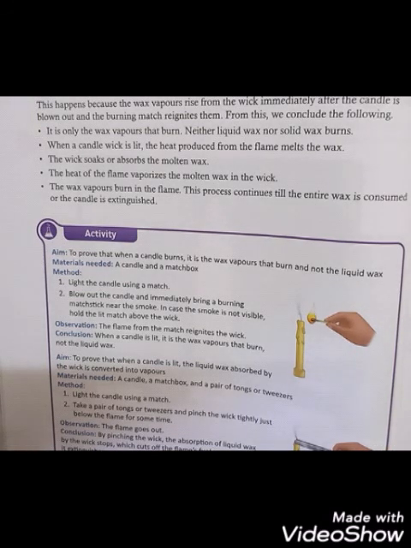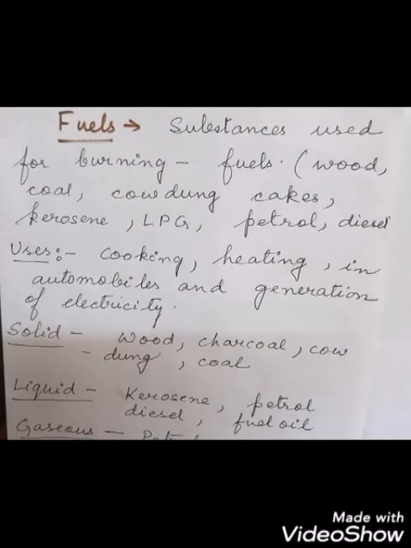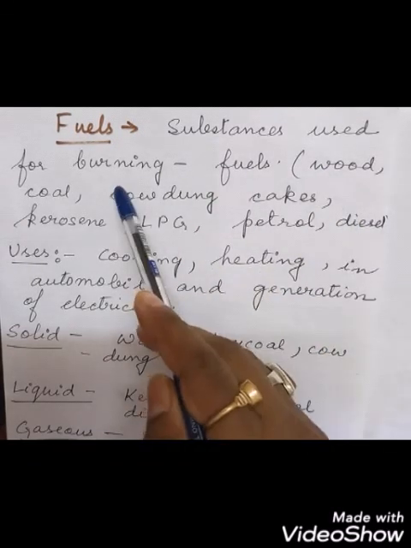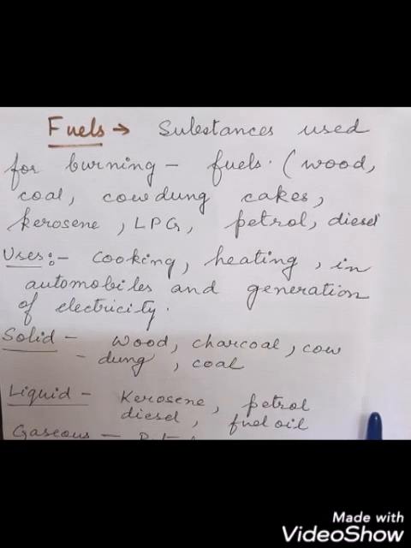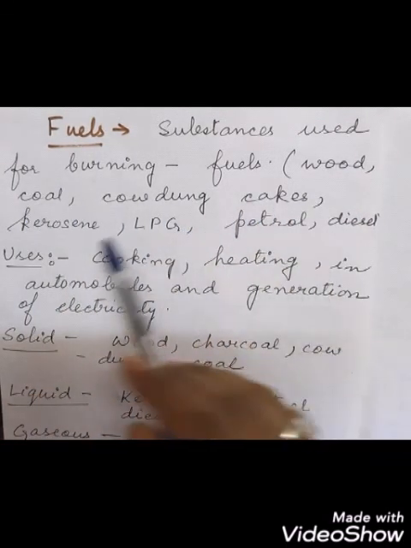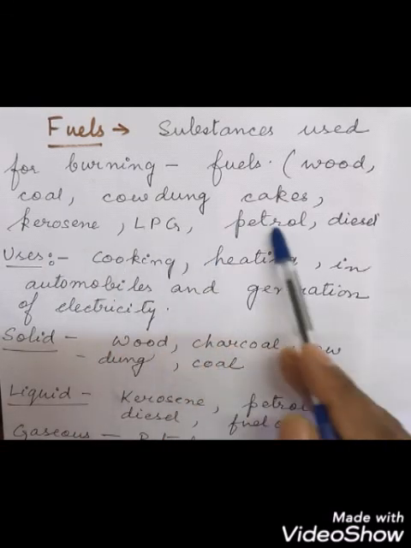Okay. Now let us come to the topic of fuel. Fuels are the substances that are used for burning. Those substances that are used for burning are called what? Fuel. Like wood, coal, cow dung cakes, kerosene, LPG, petrol and diesel.